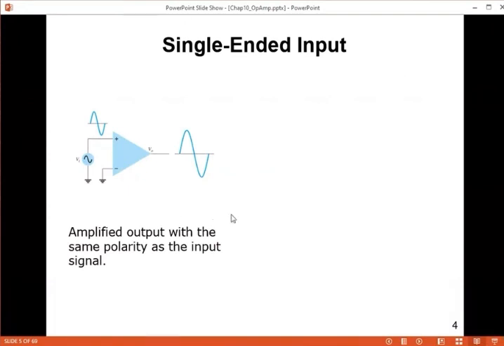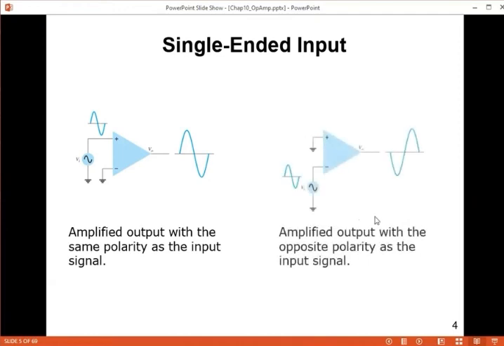If you apply Vin at the inverting input terminal, the negative terminal, the output voltage will become out of phase by 180 degrees. So the amplified output has the opposite polarity to the input signal. When you apply a sine wave, positive first then negative, the output appears negative first, then positive. This is 180 degrees out of phase.